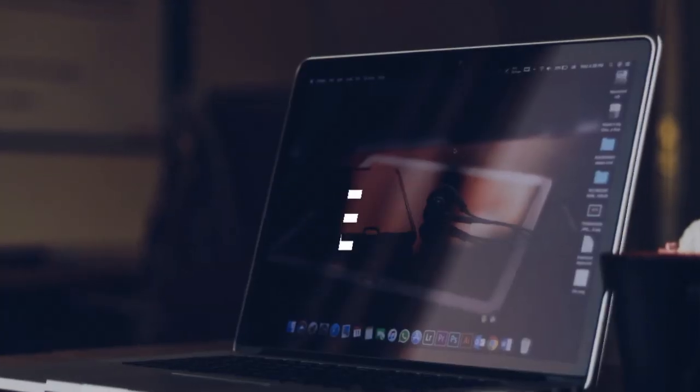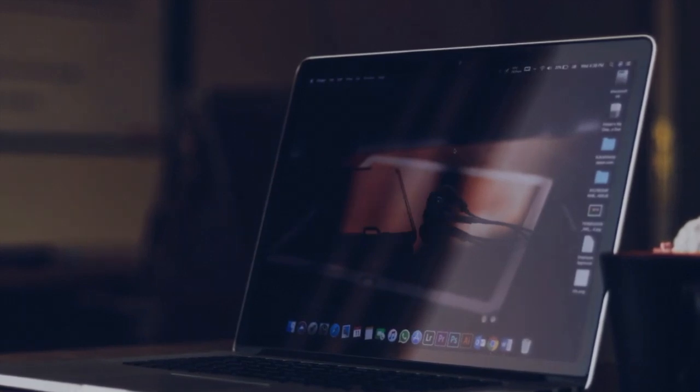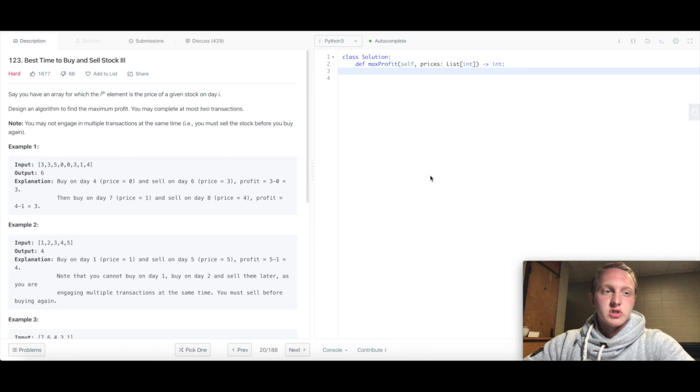And today we're going to be solving one of the most asked dynamic programming questions by Two Sigma, Microsoft, and Facebook. So let's hop on it, guys. The problem we're going to be solving today is Best Time to Buy and Sell Stock 3. Actually, we're going to be solving two problems today.